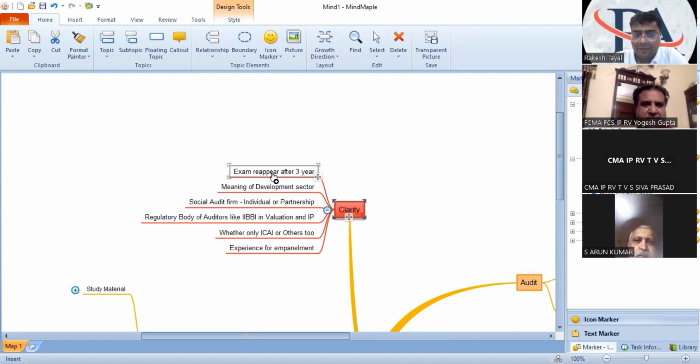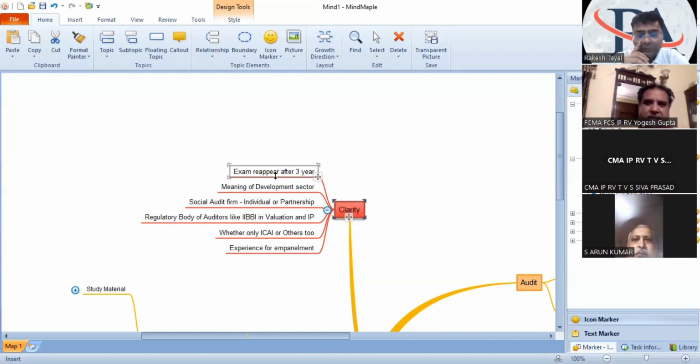I think it should not be there, because in other examinations there is no such requirement. But in this exam, only renewal after 3 years, or maybe after every year. As far as the development sector is concerned, I have already asked 2-3 people, but nobody is aware of what is meant by development, because there is no specific qualification or experience requirement with respect to development. Everybody is working in a development environment.